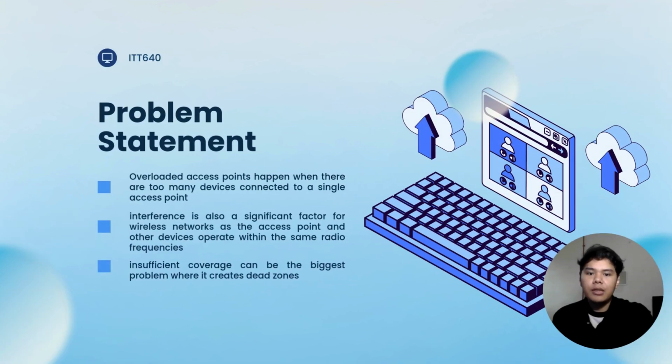For the problem statement, an overloaded access point can happen when there are too many devices connected to a single access point. The building typically hosts hundreds of students and staff, each using various devices like laptops, smartphones, and tablets. When an access point hits the device limit, users may face slow internet speed or even total network unavailability. This issue usually happens during peak times, like when all the students' or staff's devices are connected simultaneously to the network for classes or exams.